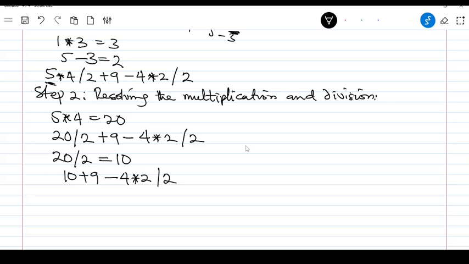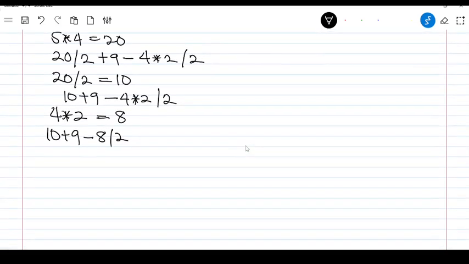Next, we have the multiplication here. We're going to do that first. What is 4 times 2? That will be equal to 8. So we're going to have 10 plus 9 minus 8 divided by 2. We have a division there. So what is 8 divided by 2? That will be equal to 4. Okay, so next the expression is equal to 10 plus 9 minus 4.